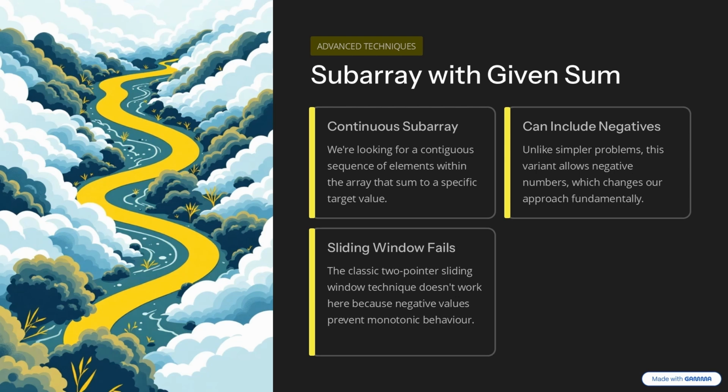Now we move from pairs to ranges. Instead of two numbers, we look for a continuous subarray. This introduces a new pattern: prefix sum combined with hashing. Subarray with given sum. We need a continuous segment whose sum equals the target. Important detail: the array can contain negative numbers. That immediately breaks the sliding window approach.